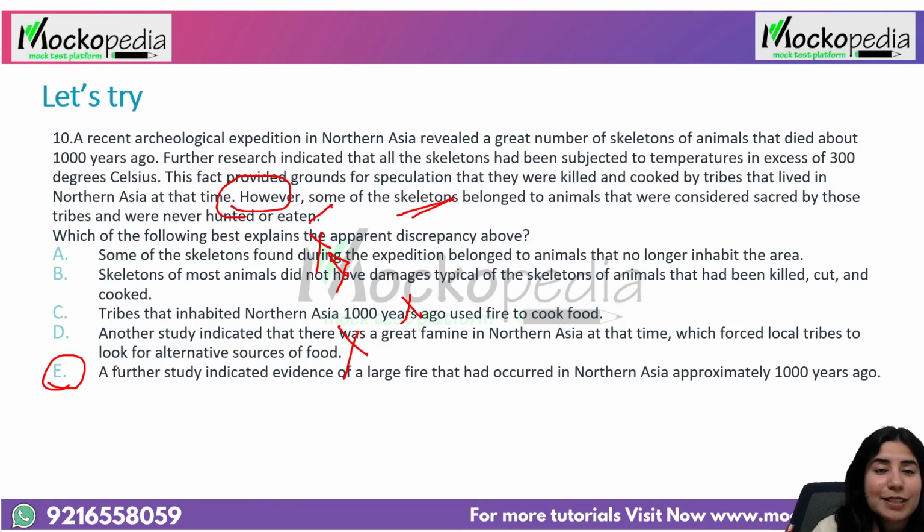So this should give us our answer. This is our answer, but let's take a look before locking this. A further study indicated evidence of a large fire that had occurred in northern Asia approximately 1,000 years ago. So this choice is suggesting कि fire की वजह से exposure हुआ होगा, so it was not hunting down. So this is giving us a reason that why what was the reason for skeletons to be subjected to such temperatures in excess of 100 degrees Celsius, right? So this gives a good reasoning. So we can definitely consider E as an answer.